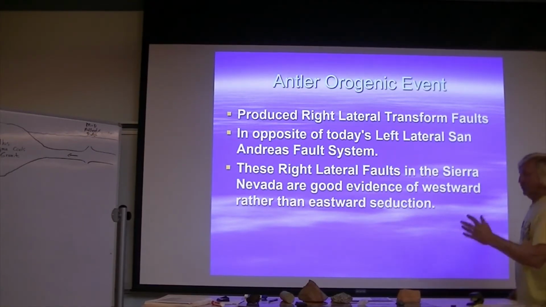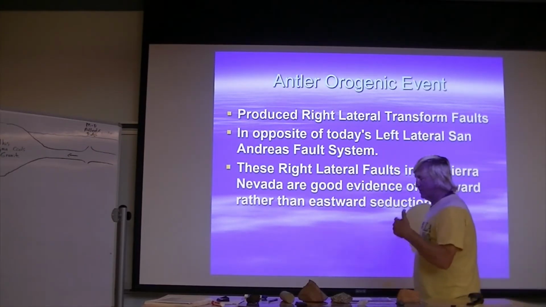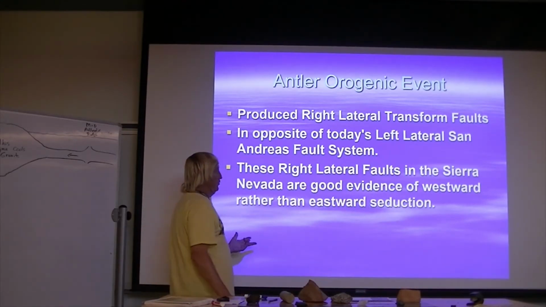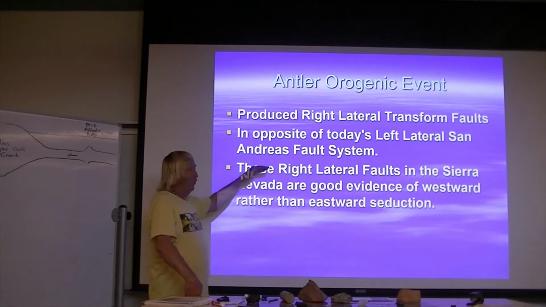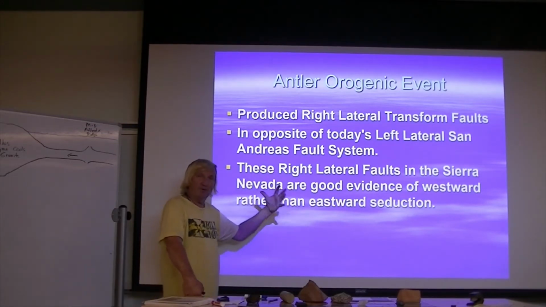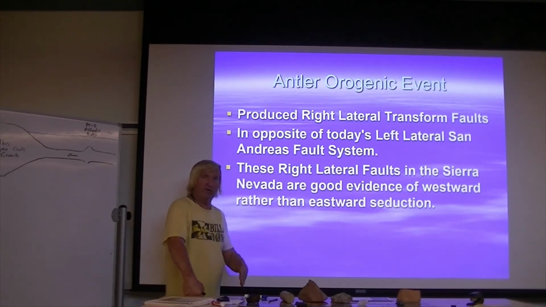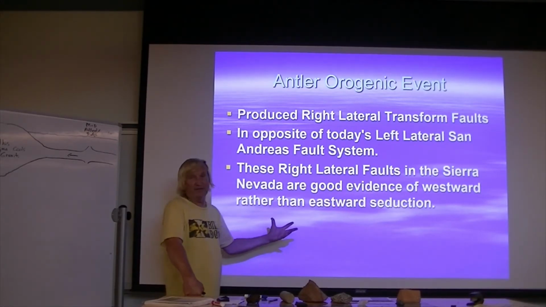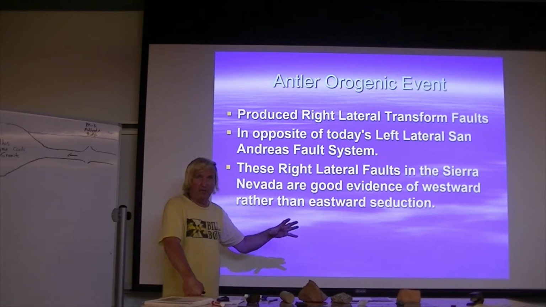So we have all these different orogenic events. We have the Nevada, we have the Sevier, we have the Antler. These are different mountain building events. So we have recognized 4 major mountain building events from the Mesozoic to about 27 million years ago. That's a lot in that span of time.